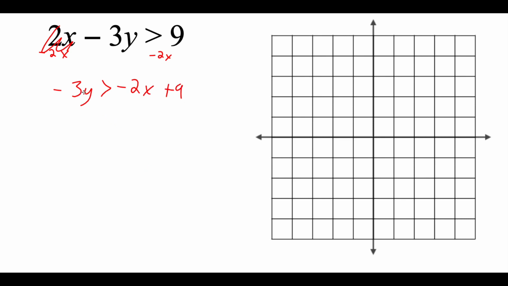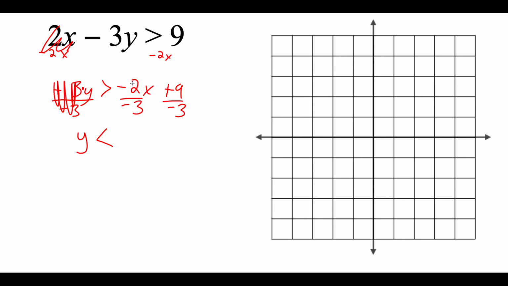Now we want to get y all by itself, and right now we've got that -3 attached to it. So that really means -3 times y. So we're going to divide everything in here by -3. Now we have to be really, really careful when we're dividing things, especially if we're dividing by a negative number. When you multiply or divide by a negative number, you have to remember to flip your inequality symbol around. So that greater than symbol is going to turn into a less than symbol. So we're going to get y is less than.